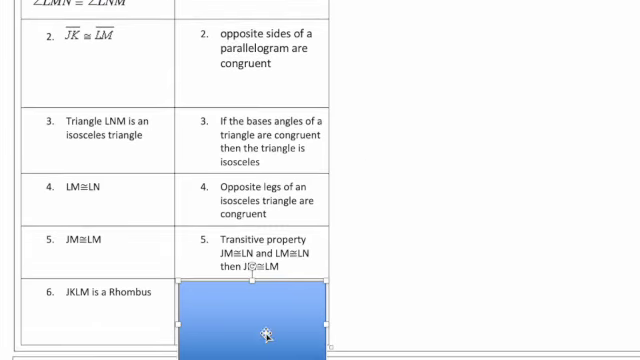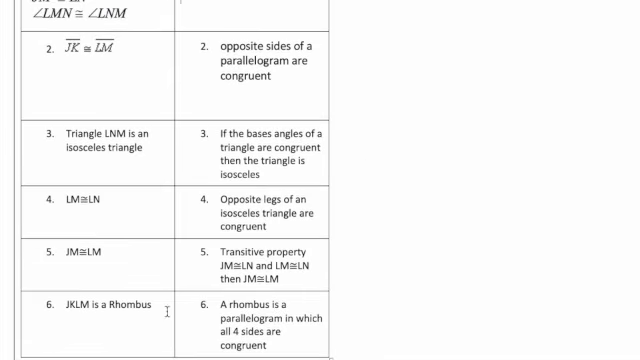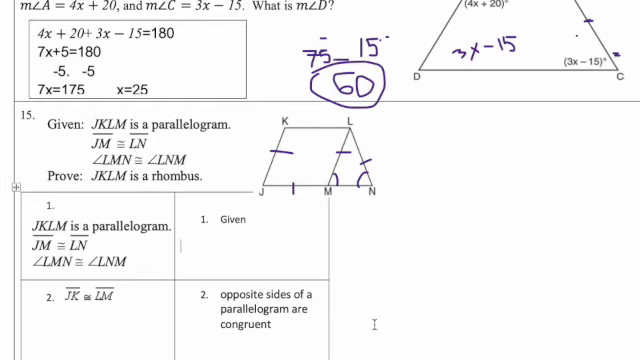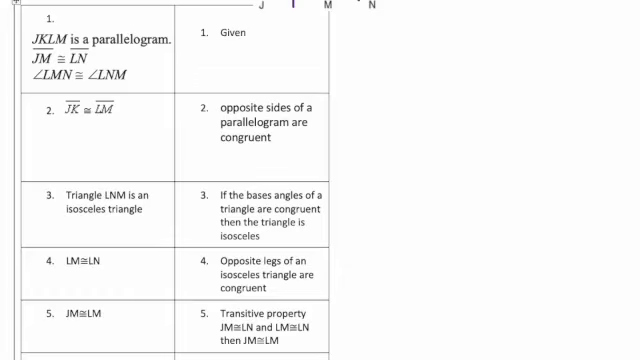That is transitive property. Okay, and then we have JKLM is a rhombus. A rhombus is a parallelogram in which all four sides are congruent. Okay, this was probably the hardest proof there on the review. Okay, moving on to question 16.